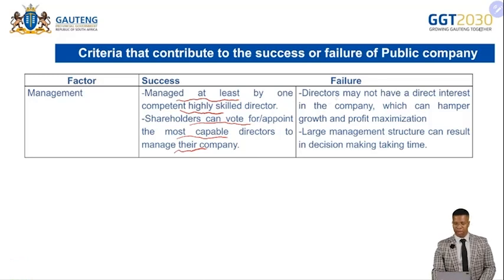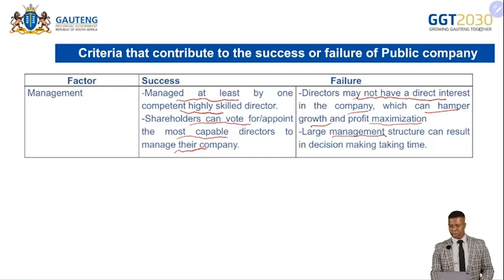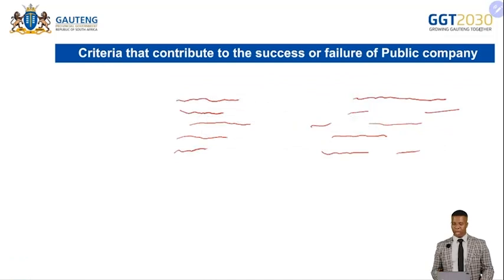What are the failure aspects there? Directors may not have a direct interest in the company, which can hamper the growth and the profit maximization of that particular public company. Remember, with a public company, directors are also people who did not contribute towards that particular company in most cases. So they do not have the energy, they do not have the drive to make the company or to ensure that the company is successful. Large management structures can result in decision making taking time, because it means they have to involve a lot of people in the process of making the decision.